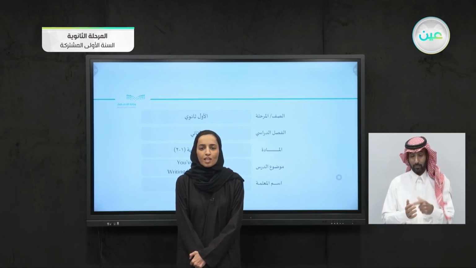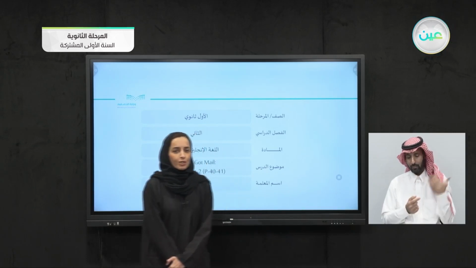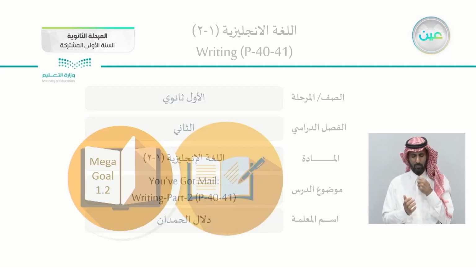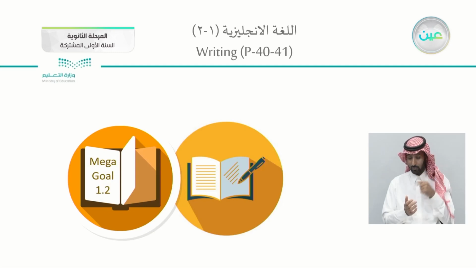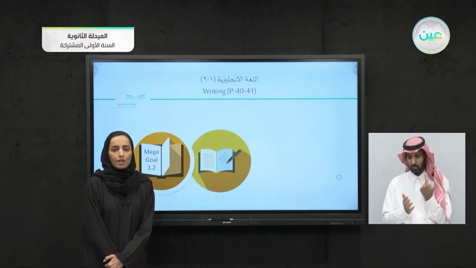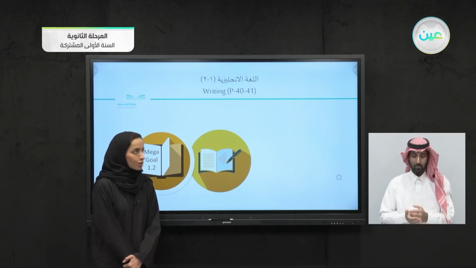In our lesson today, we will continue with our third unit, which is titled, You've Got Mail. Our lesson today is the second part from the writing lesson in your books, page 40 and 41. All you need for the lesson today is your books on page 40 and 41, a sheet of paper and a pen to take down your notes.